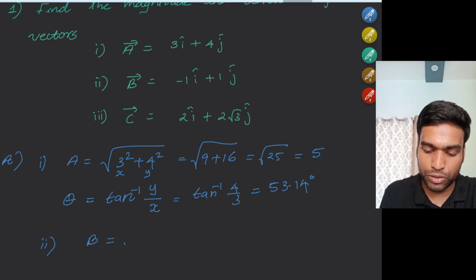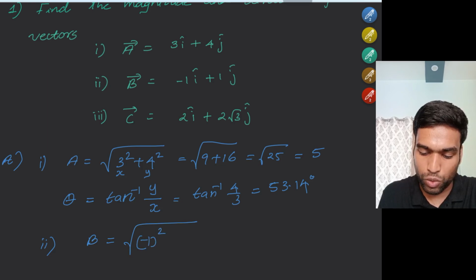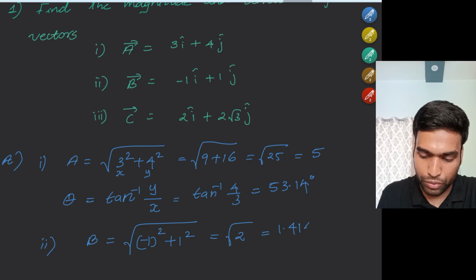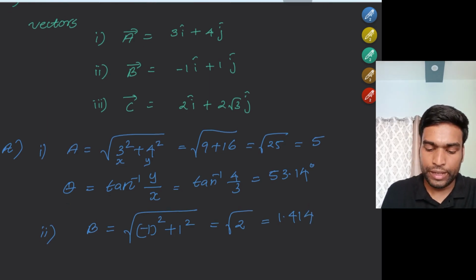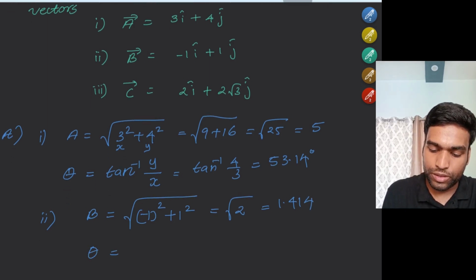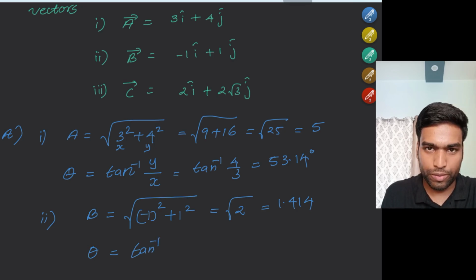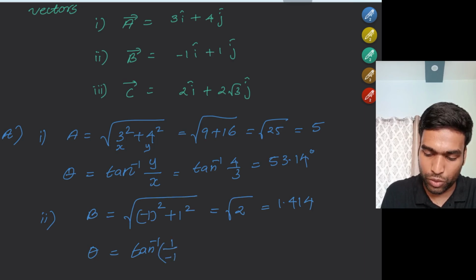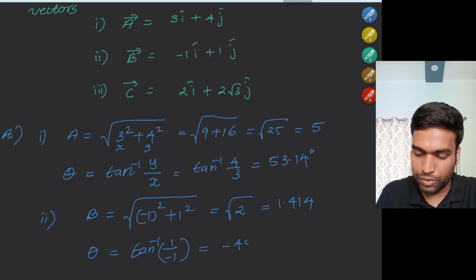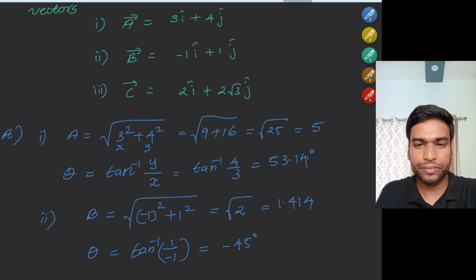Therefore, B magnitude is square root of negative 1 square plus 1 square, which is equal to square root of 2. The value will be 1.414. Good. Now, the direction is interesting. Theta equal to tan inverse y divided by x. Y component is 1 divided by x component negative 1. So the answer is negative 45 degree.